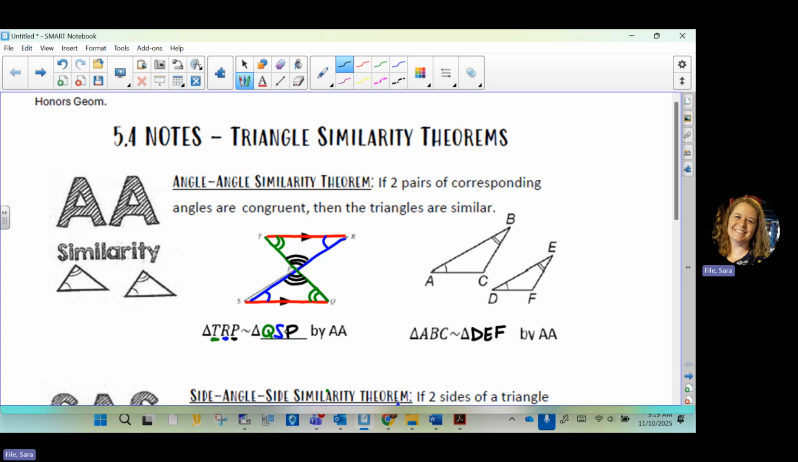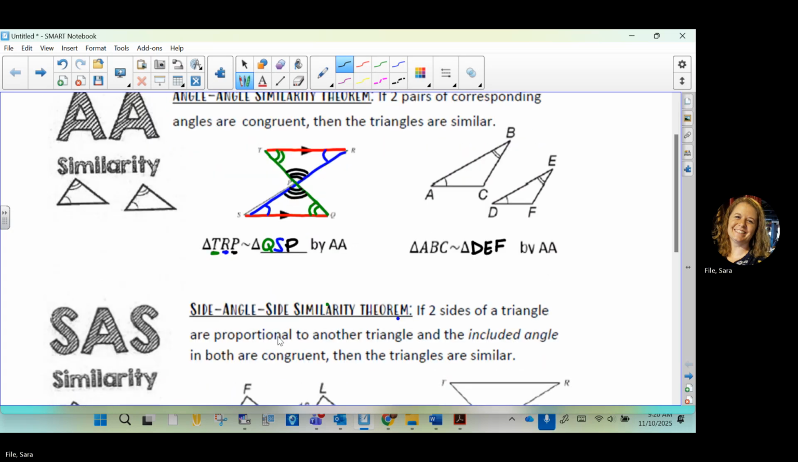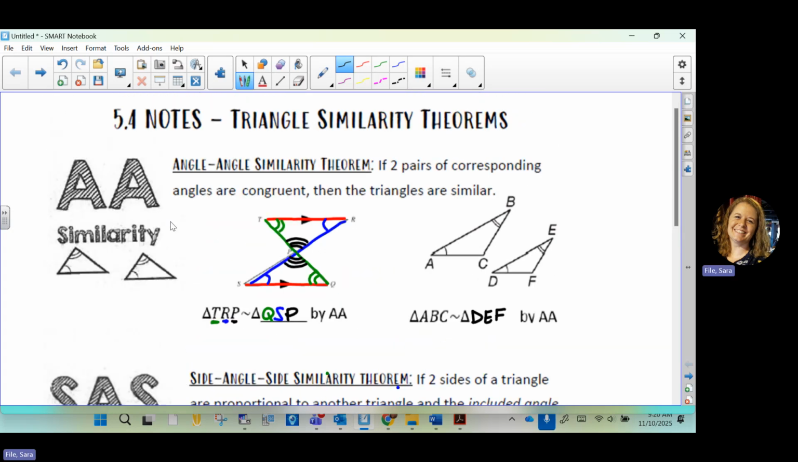Are we understanding getting the corresponding names correct? Okay. That's the trickiest part. Knowing whether or not they're similar, I don't think is going to be much of a struggle for y'all. Y'all are going to make mistakes in your naming. So be careful. All right, so angle. If you know two of the corresponding sets of angles are congruent, you know the triangles are similar.